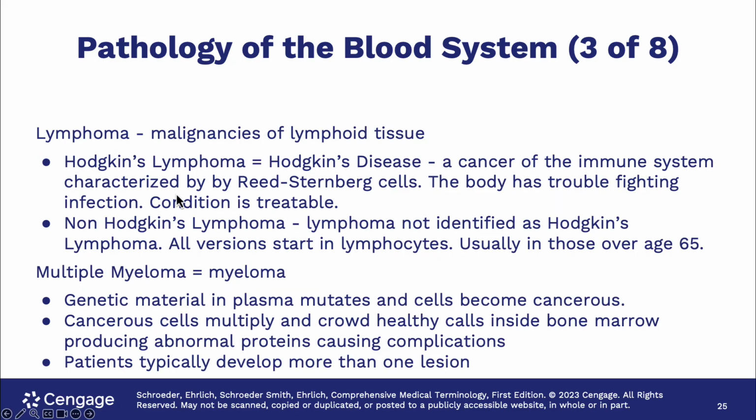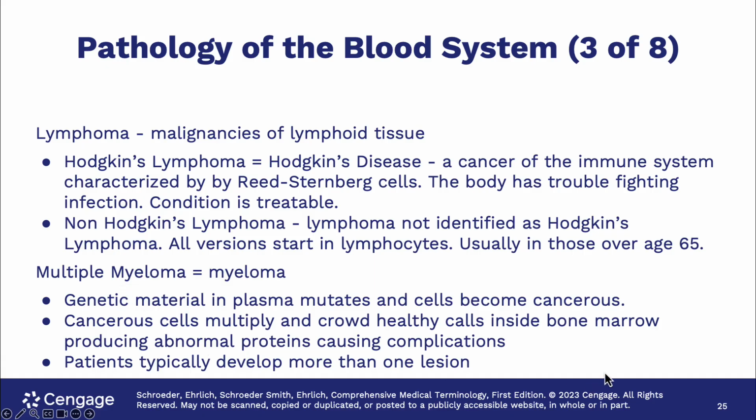Lymphoma. Lymphoma is another malignancy of the lymph tissues. So Hodgkin's lymphoma, or Hodgkin's disease, is a cancer of the immune system, characterized by what are called Reed-Sternberg cells. The body has trouble fighting infections when you have this, but it is very treatable. Non-Hodgkin's lymphoma is more serious as far as the treatment outcomes. And this one is usually found in older people, but there's several different varieties, and they start in the lymphocytes.